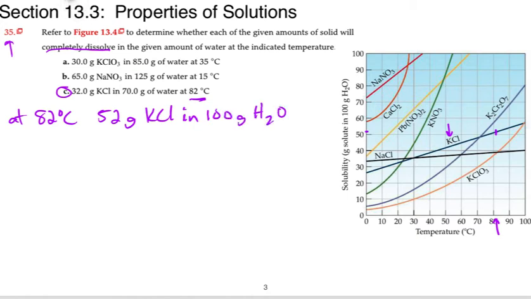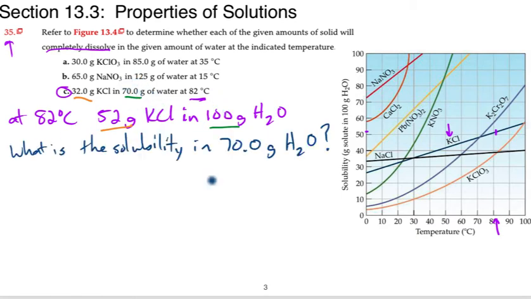Now what I have to do is compare the mass in the problem versus the amount of water in the two problems. This is where the approach can vary. What I'm going to ask myself is, since I know the solubility at 100 grams, what's the solubility at 70 grams for that temperature? There's a few different ways to approach this. Let me talk about one, and then let me do a different one.